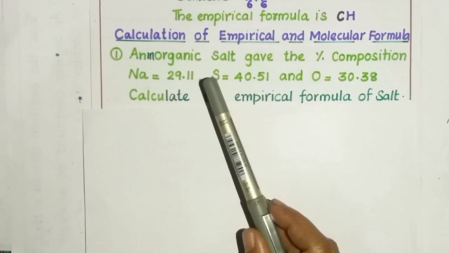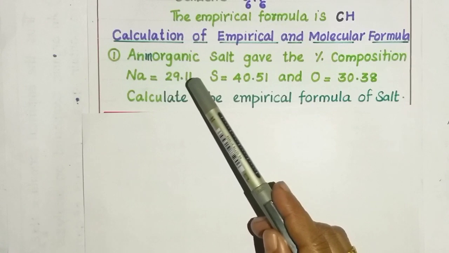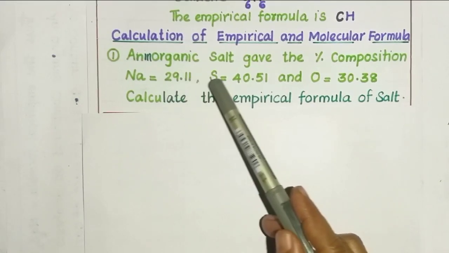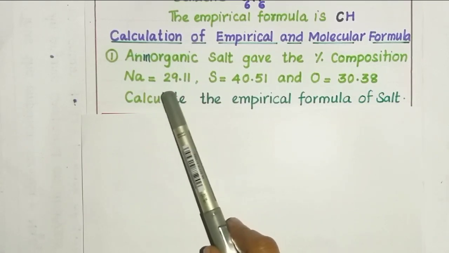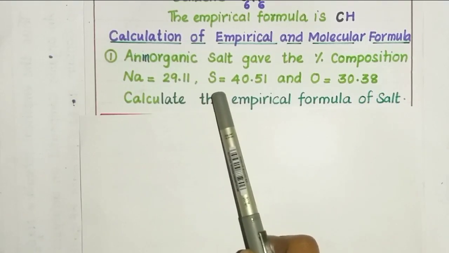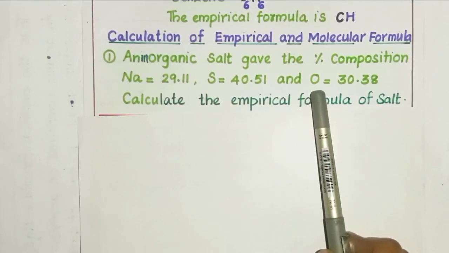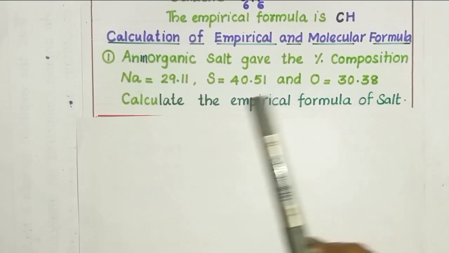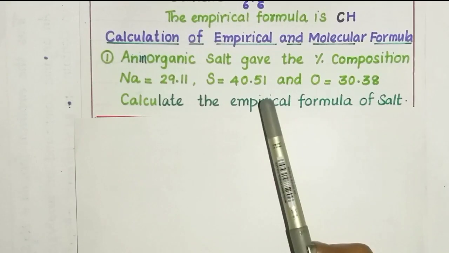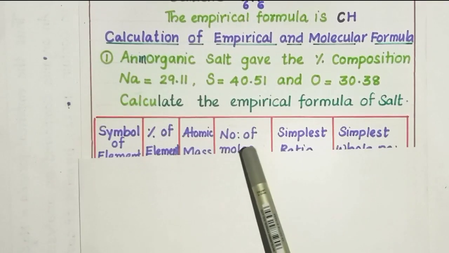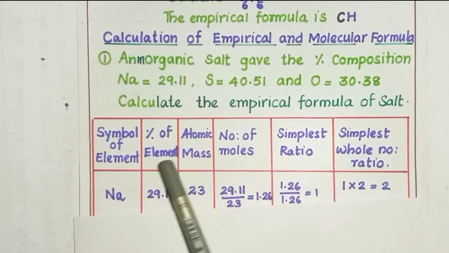Next, calculation of empirical formula. First question: an inorganic salt gave the percentage composition sodium 29.11%, sulfur 40.51% and oxygen 30.38%. Calculate the empirical formula of the given salt. For doing this problem, first we draw 6 columns. In all problems, the same columns.